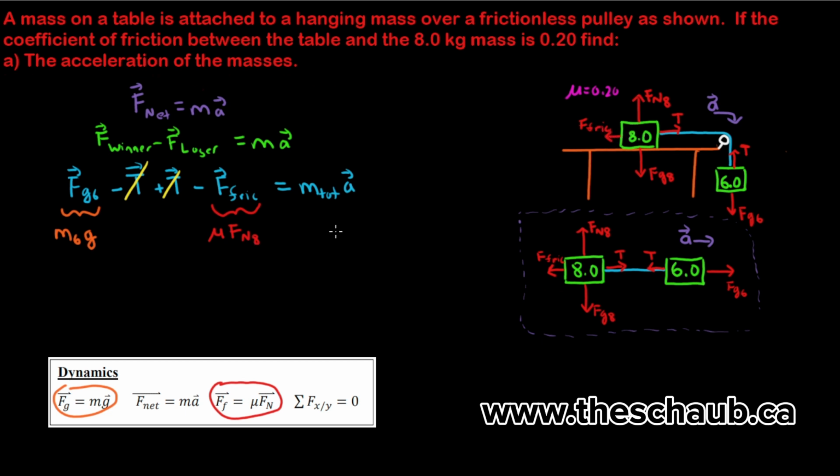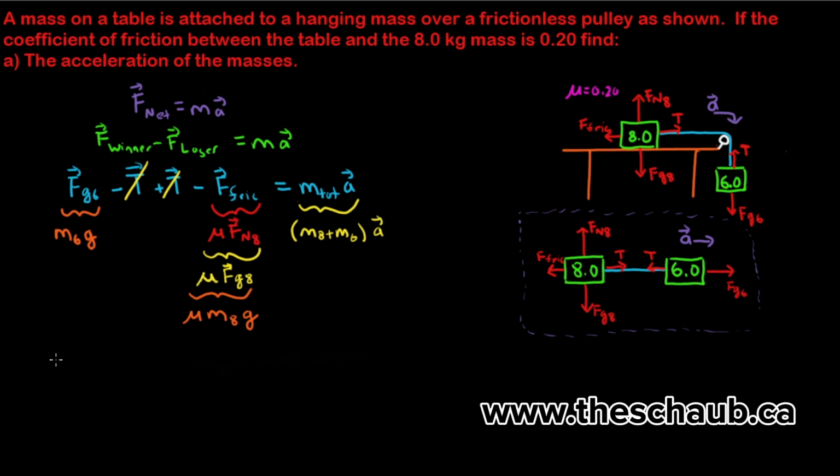Because Fn8 is equal in magnitude and opposite in direction of Fg8, we can rewrite this equation as mu Fg8. And as already seen, Fg is equal to mg, so we can rewrite this as mu times the mass of the 8 kilogram weight multiplied by gravity. And for our last term here, the mass total is just the sum of our two masses. So m8 plus m6 multiplied by the acceleration.